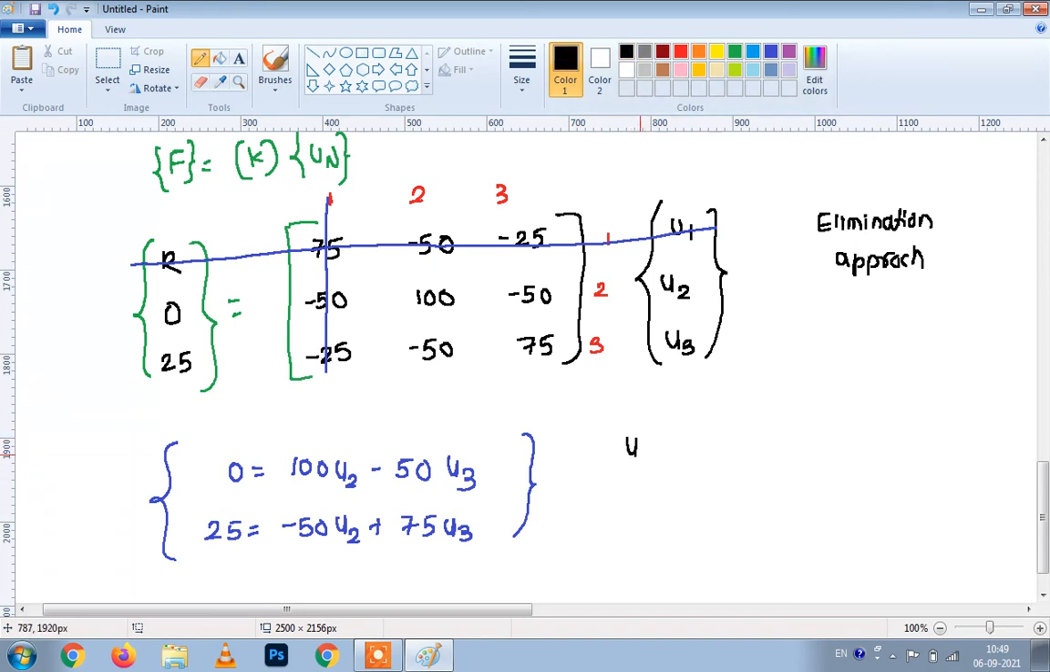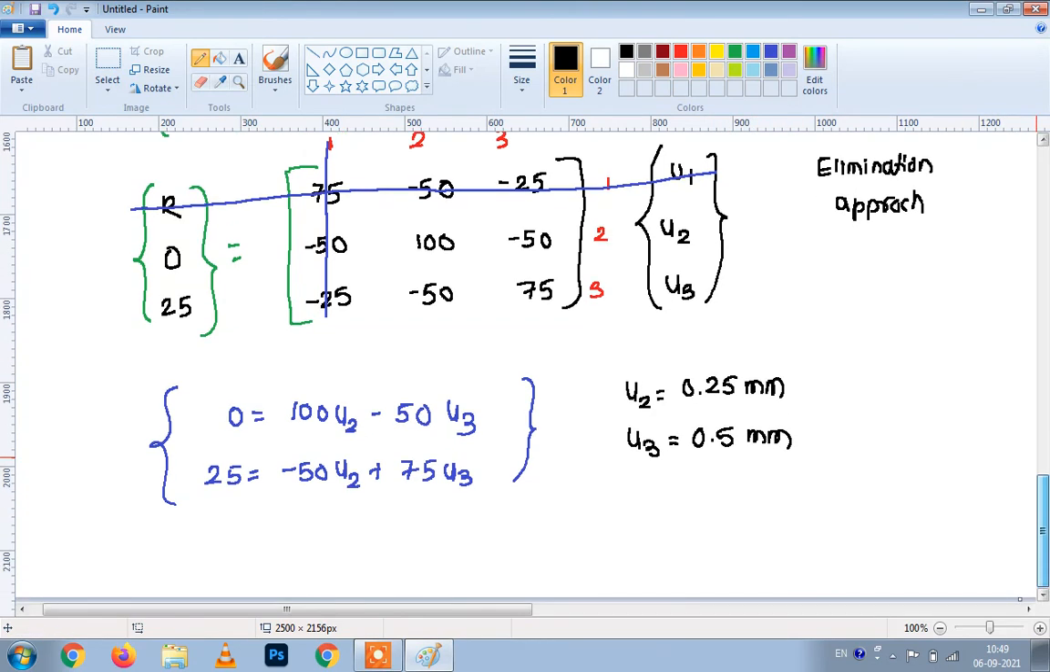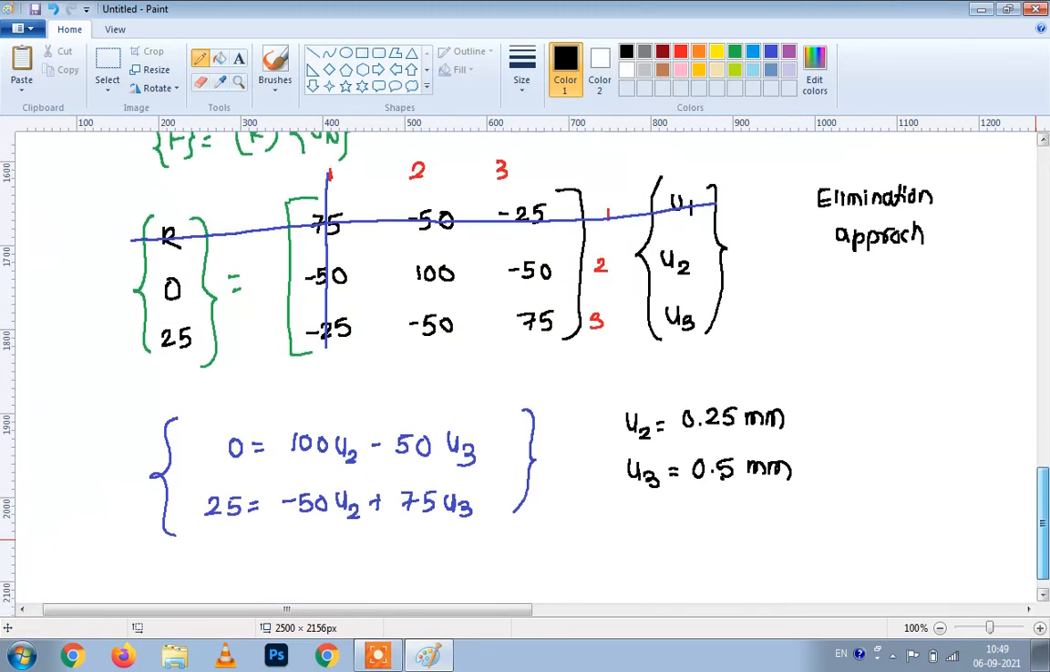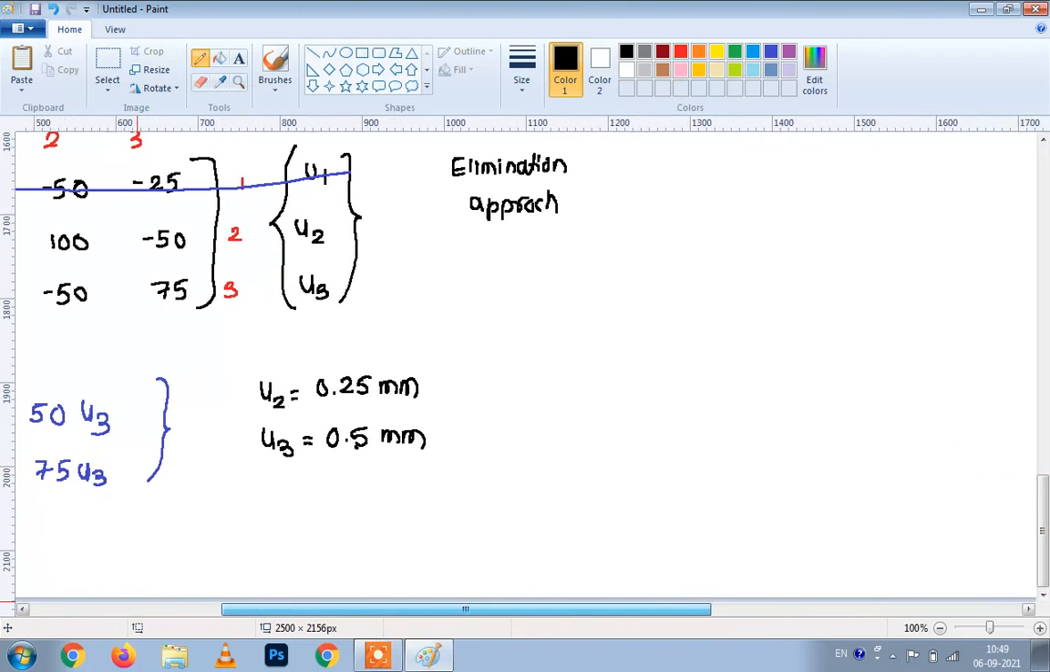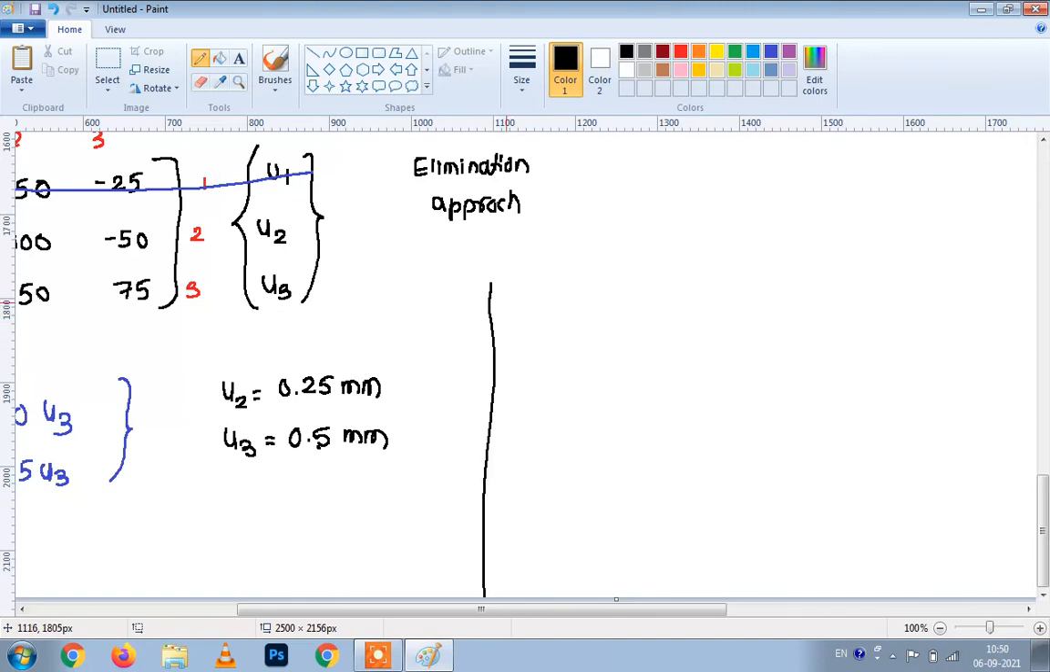After solving, we will get u2 is equal to 0.25 mm and u3 is equal to 0.5 mm. So these are the values of u2 and u3 that we are getting here. Now the first thing that we needed was the deflection that we have found out. The global stiffness matrix also we have found out. Now we will find out the deflection in each spring.